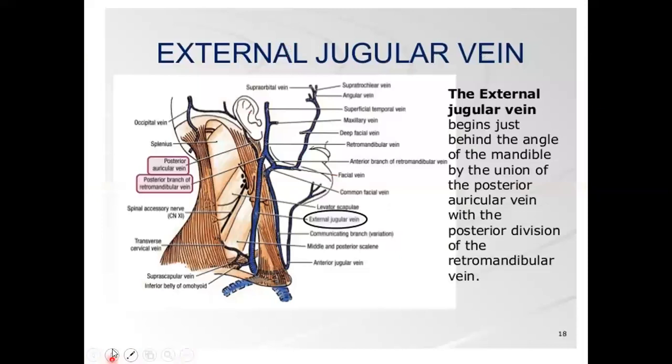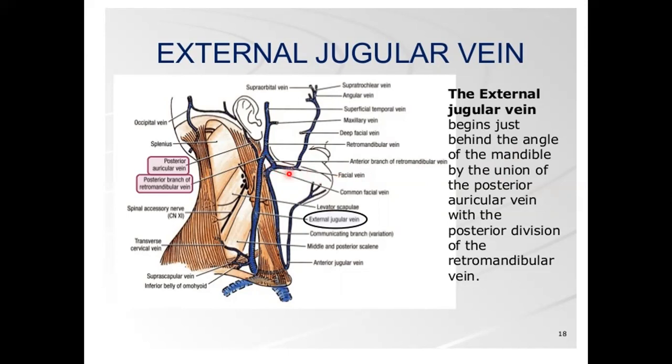Okay. So your external jugular vein versus your internal jugular vein. The difference between the two: your internal jugular vein is draining the blood coming from your brain, versus the external jugular vein is all about more superficially your head and neck, so your scalp and your face. So you can see it here. It begins just behind the angle of the mandible. So here's your angle of the mandible.